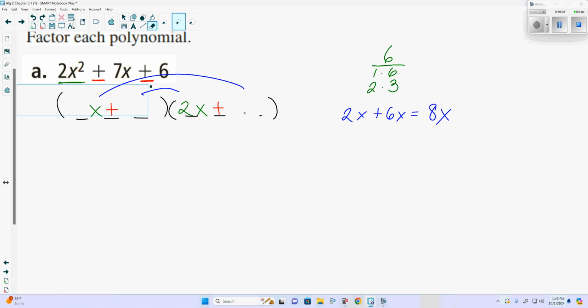Let's switch them. 2 and 3. We'll check it again. X times 3 is, positive 3 is 3x. 2 times 2x is plus 4x, and 3x plus 4x is 7x. Is that the middle term we wanted?